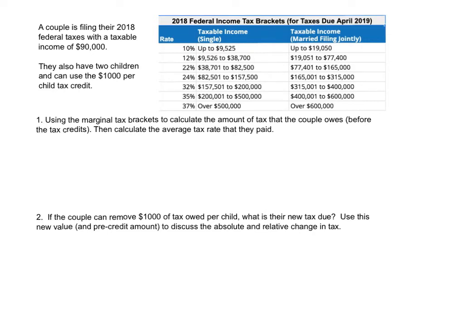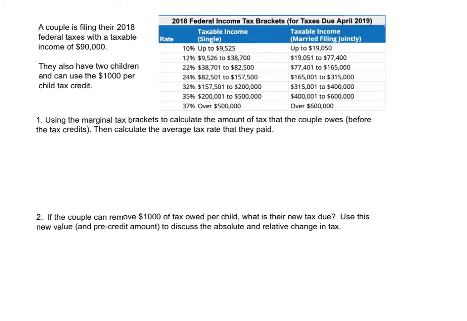Let's look at another example calculating marginal tax. Here we're using the rates for the 2018 federal income tax brackets. If you paid your taxes in April 2019, these were the brackets you would have used. We have two sets here: the tax rates depending on whether you are filing single or married, filing jointly.